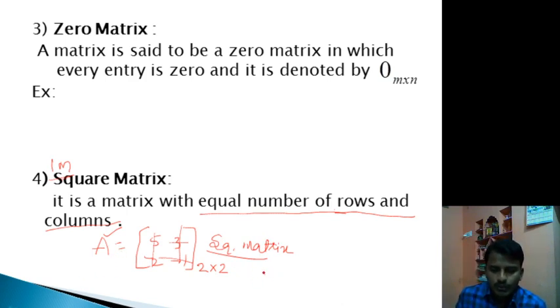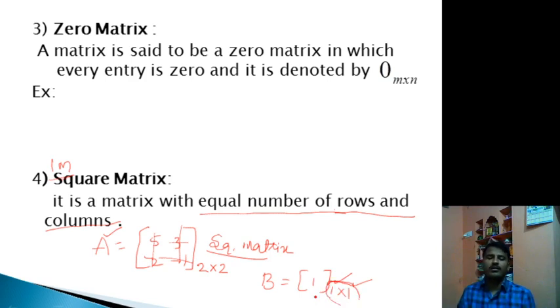Let me take one more example, B is equal to 1. Is it a square matrix? Yes, of course. Can you say that it is a row matrix? Yes, it is a row matrix. Can you say that it is a column matrix? Yes, it is a column matrix, because a row matrix has only one row and a column matrix has only one column. It is a square matrix, yes, because the number of rows and columns are equal.